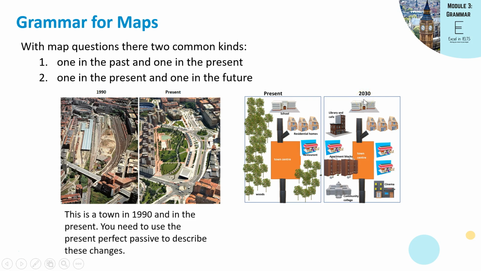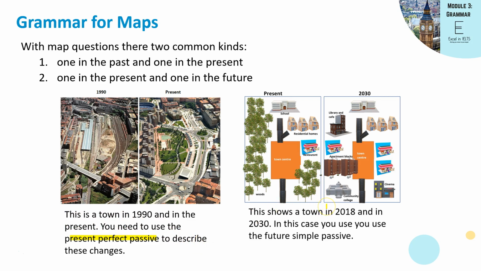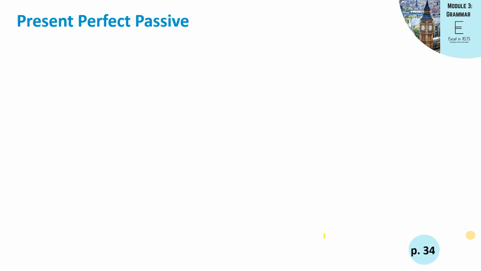So when it comes to maps from past to present, you have to use the present perfect passive. The present perfect passive is what you use to describe maps from the past to the present. When it comes to maps from present to future, then you use the future simple passive to describe the changes that will happen in the future. Let's have a look at the present perfect passive in more detail.